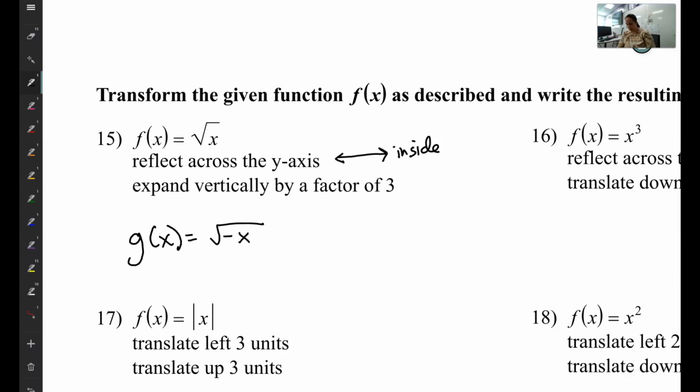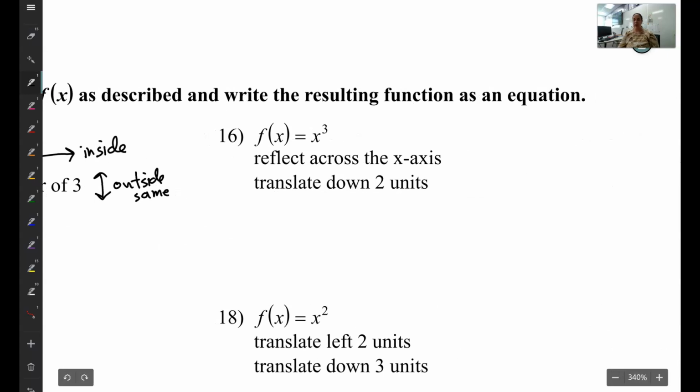And then I want to expand vertically, that's another word for dilation or dilate, by a factor of 3. So I'm dilating vertically, so that's up and down. So that's outside and the same. So I'm going to put my 3 on the outside. And I'm done. Try number 16, pause the video, see how you do, and then we'll come back.